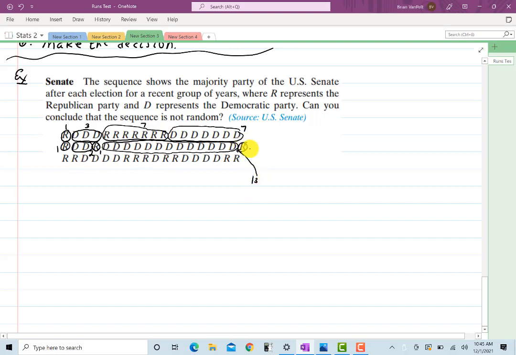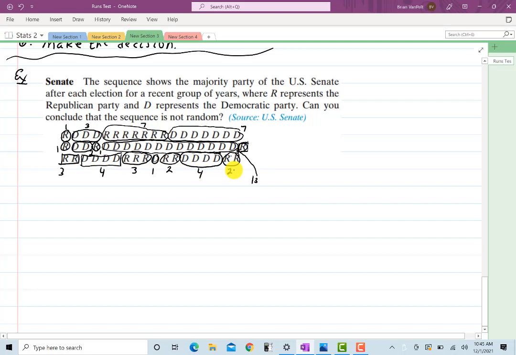And then here's another 1. And actually, I did that wrong. These 2 and this 1 belong together. So let me take that 1 out of there, and I'm going to call that a 3. And then I have some D's here. That's a 4. Some R's, that's a 3. There's a 1. There's a 2. There's a 4. And there's a 2.